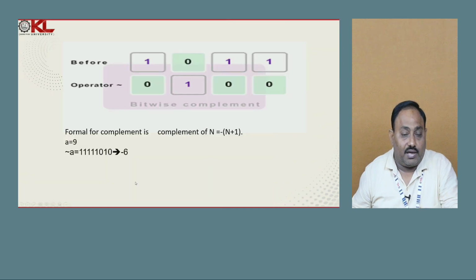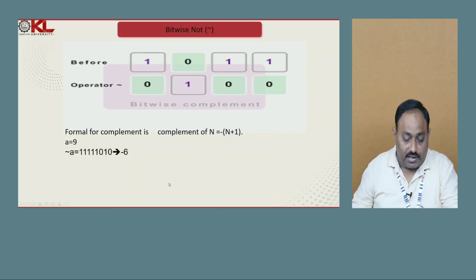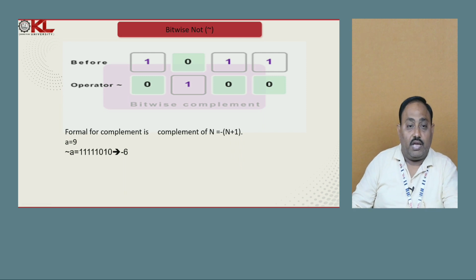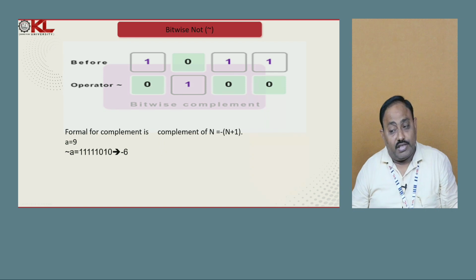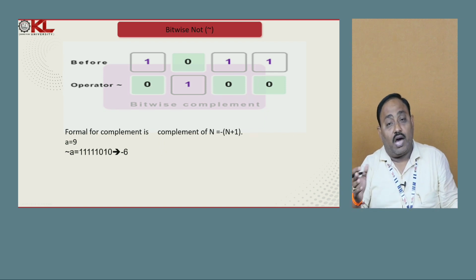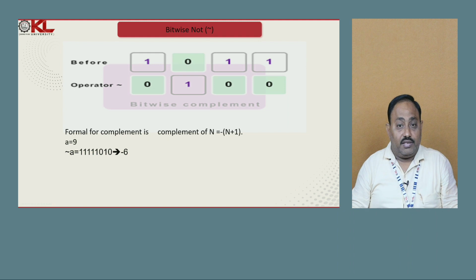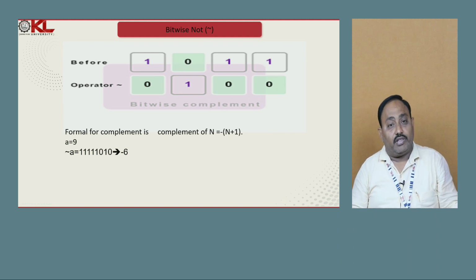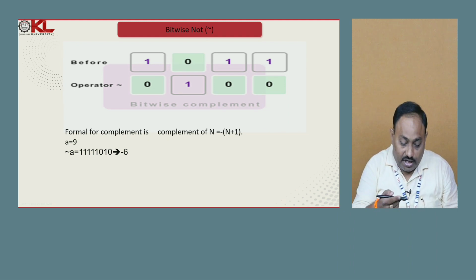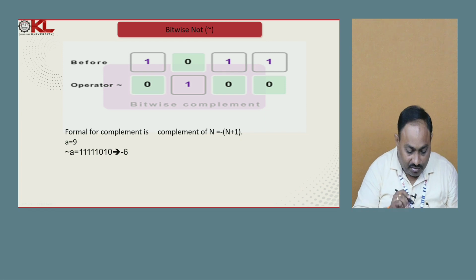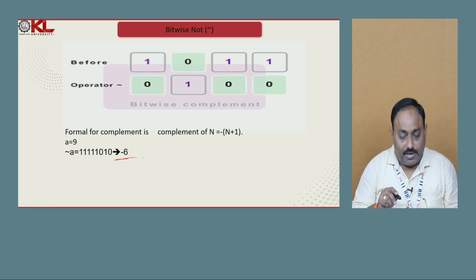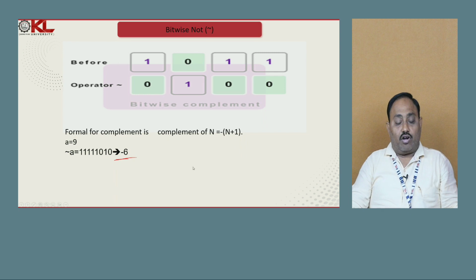Now let us take the bitwise NOT operator. As I told you, the bitwise NOT operator just inverts each and every bit from 0 to 1 or 1 to 0, and this is also known as bitwise complement. So if there is a 1, it becomes 0, if it is a 0, it becomes 1, 1 0 0 1, like that. Now if I take a equal to 9, then the result will be -6. It complements, it performs 2's complement on the number.